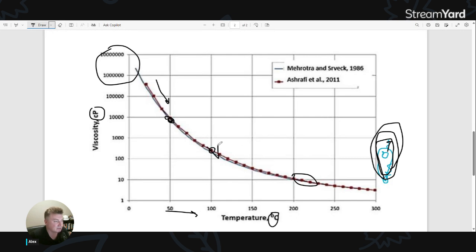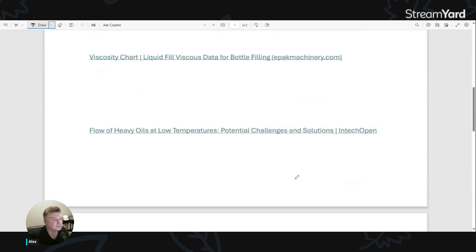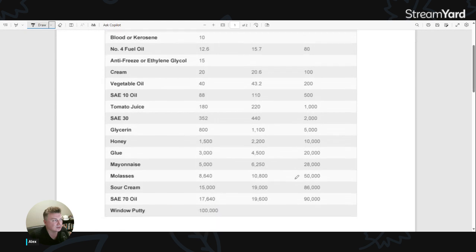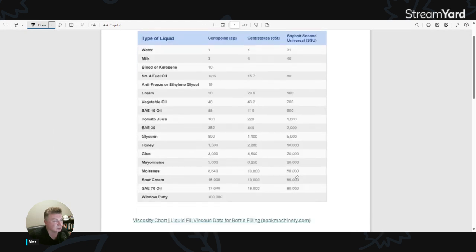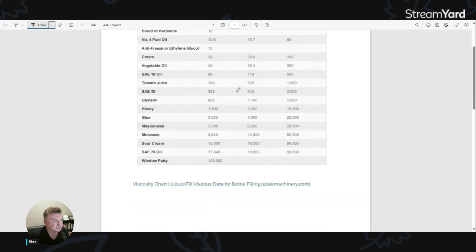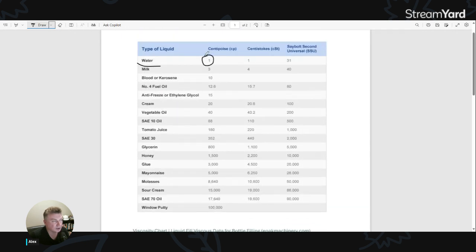And as I mentioned before, at 500 centipoise, you achieve that by bringing that bitumen to 100 degrees Celsius. Now let's better understand what it means if we look at other fluids or liquids. Water is about 1 centipoise at normal conditions. Cream will be maybe 20 centipoise. Honey will be 1500 centipoise. Molasses could be 8600 centipoise. What else? Tomato juice, 180.